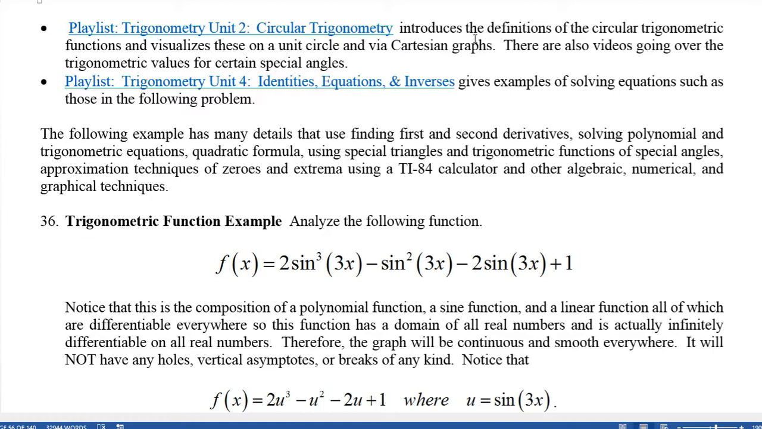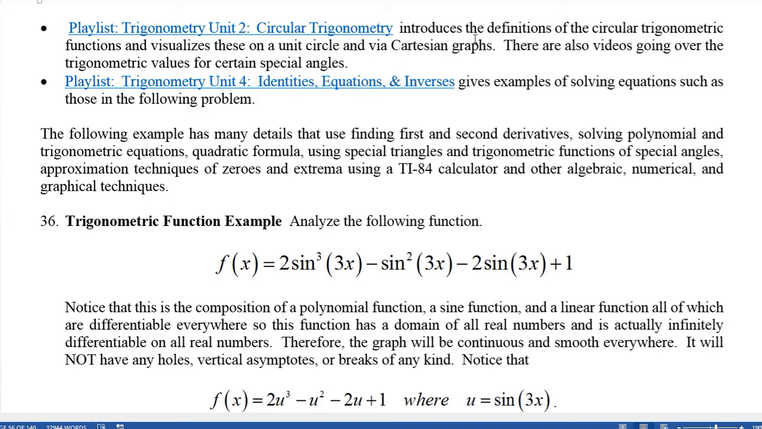We're also going to have to solve some trigonometric equations in this analysis. And my playlist on Trigonometry Unit 4, Identities, Equations, and Inverses, gives some examples of solving equations such as the ones here, and it builds that up a little more slowly than I'm going to have a chance to do here. Now, there are going to be many details to this problem. This is going to be kind of an involved problem, so bear with me here.